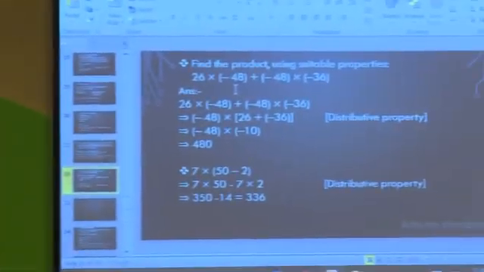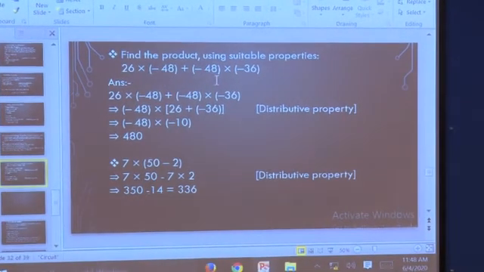First we will find the product. Again, the word product means multiplication. So, find the product using suitable properties. Here I have taken my own examples. You can take your own integers and find the product.